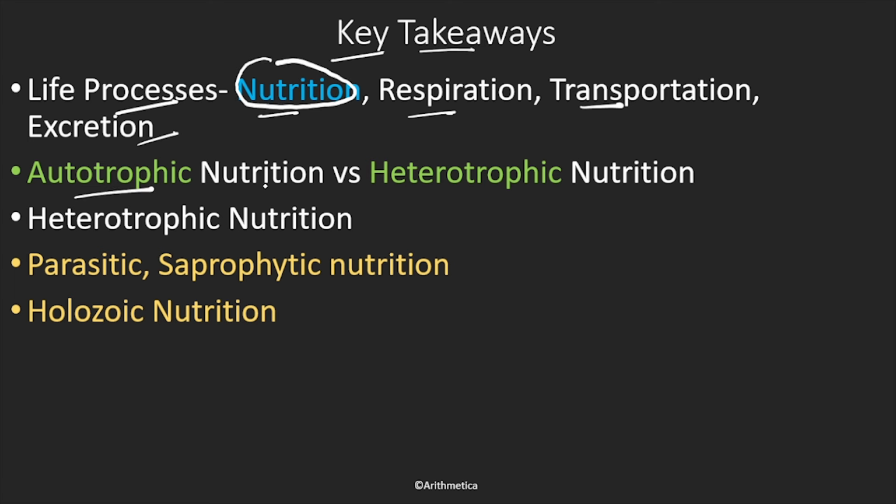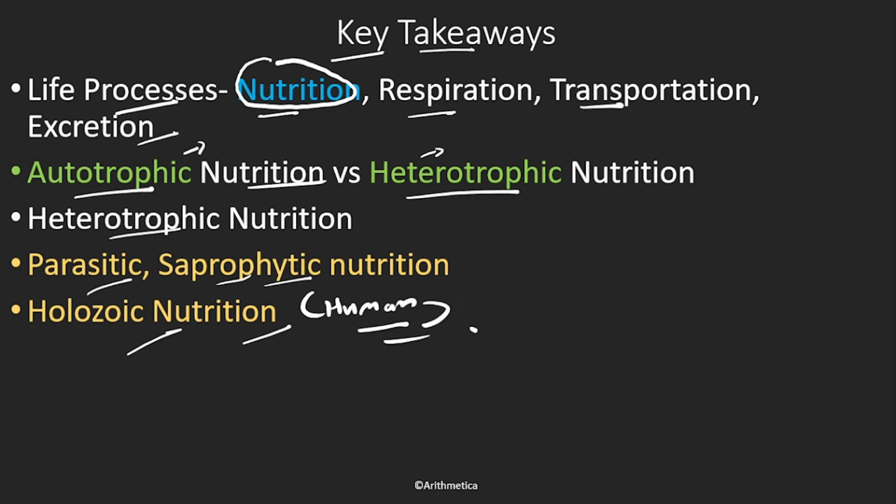Then we have autotrophic nutrition versus heterotrophic nutrition. This we have covered. Autotrophs make their own food. Heterotrophs do not make their own food but depend on autotrophs for their food requirements. Then we have seen the different types of heterotrophic nutrition: parasitic nutrition, saprophytic nutrition, holozoic nutrition. Examples of parasitic nutrition are lice on humans, ticks on dogs. And the saprophytic mode of nutrition: fungi, the mushroom. All right. And for holozoic nutrition, this is human. We take in whole food and then digest it inside the body. This was all about nutrition and its types.